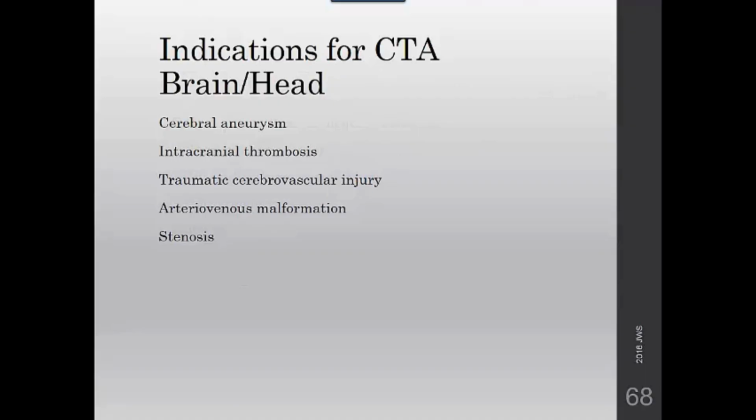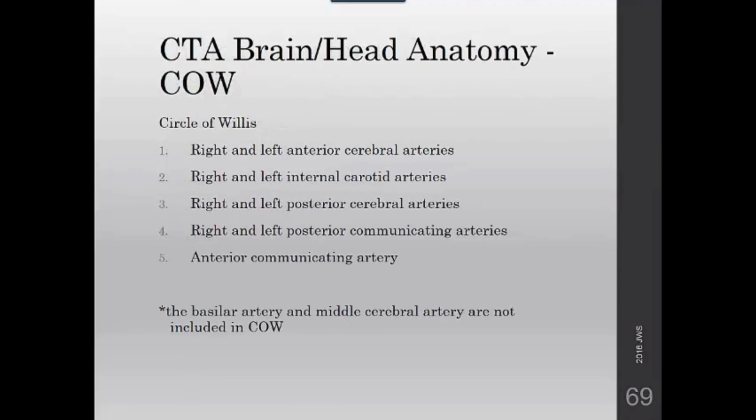So slide 68 shows indications for CTA of the head. They include cerebral aneurysms, intracranial thrombosis, traumatic CVA injury, arteriovenous or AV malformations, and stenosis. Again, these are the vessels that make up the circle of Willis. Familiarize yourself with those, and remember that the basilar artery and the middle cerebral artery are not included in the circle of Willis, but they are very important in supplying blood to the brain. So they're imaged as well, and they're studied as well.